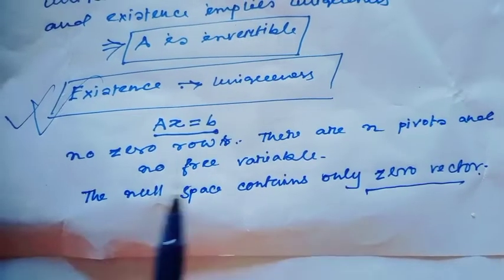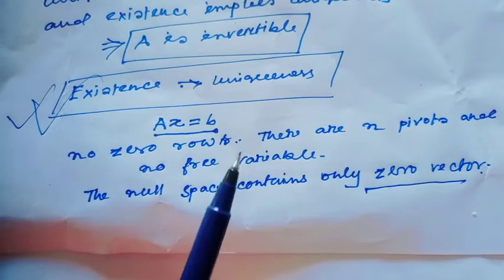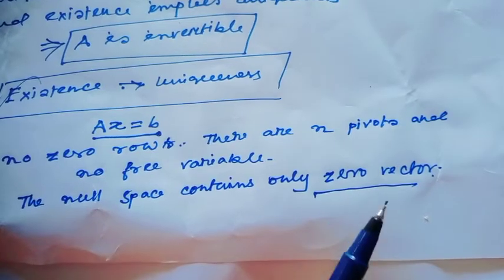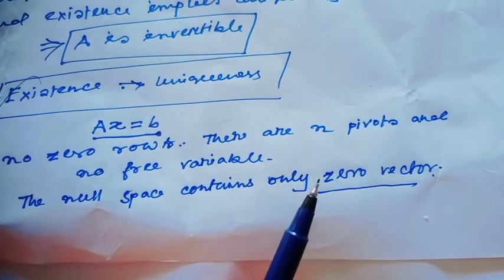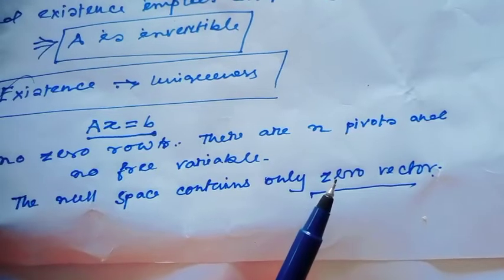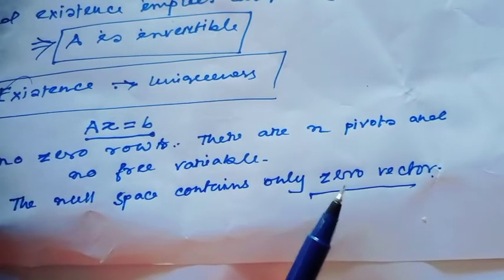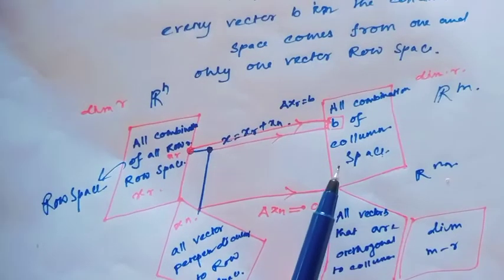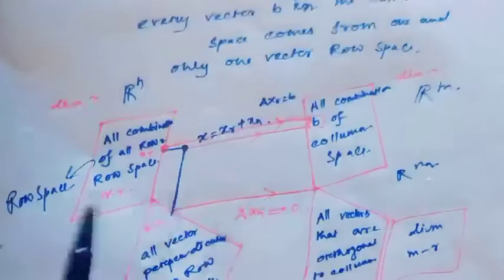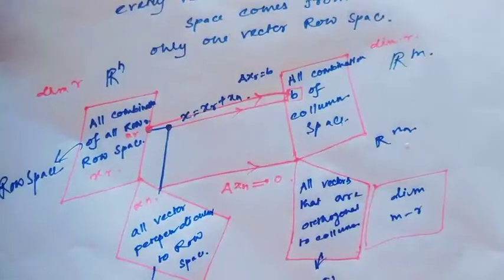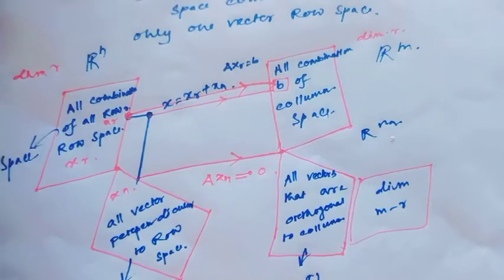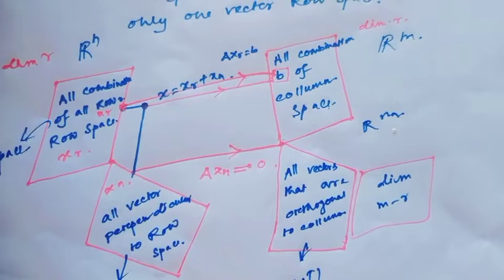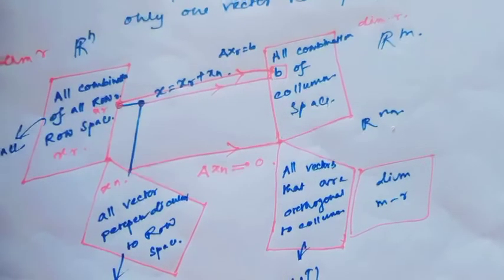Our question depends on this concept. When there exists no free variable, only n pivots, that means the determinant of this matrix is non-zero, then there always exists a solution for every b in the column space, and then the null space of this matrix contains only the zero vector. This concept is the basis of today's question. Okay, now let's see the solution.